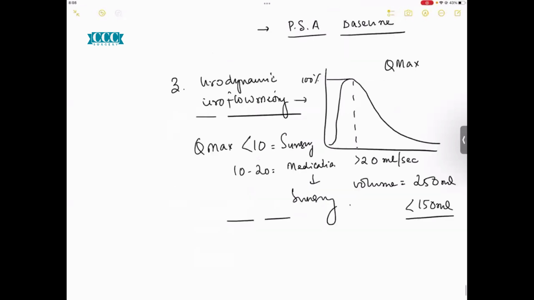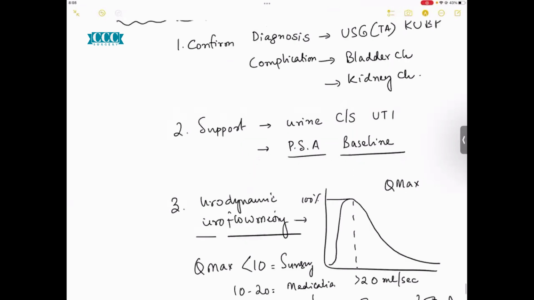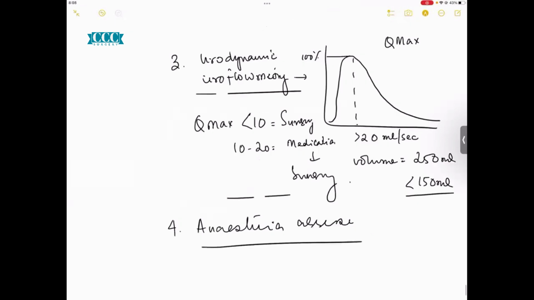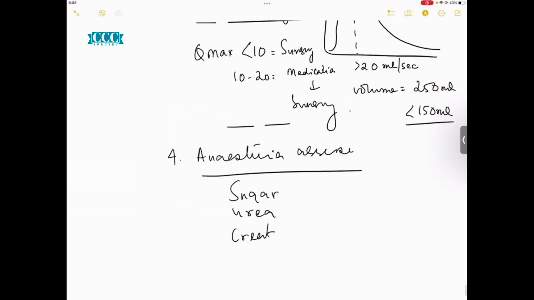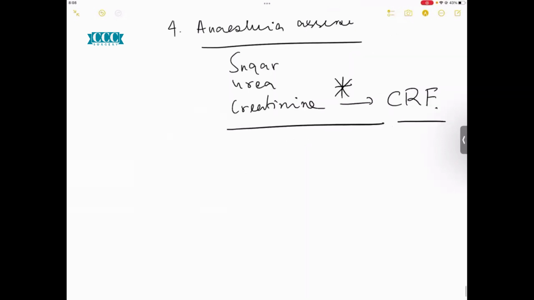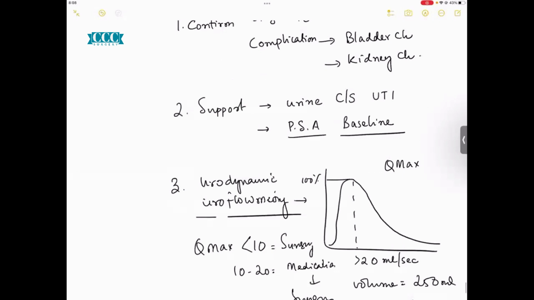Number 4, for anesthesia assessment, I can write complications also. It is always important to do a sugar, urea, creatinine. What I would like to do is give a star mark in this one, given the point that the patient can have a chronic renal failure. So this is the anesthesia part of this.